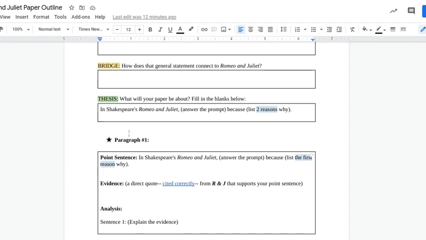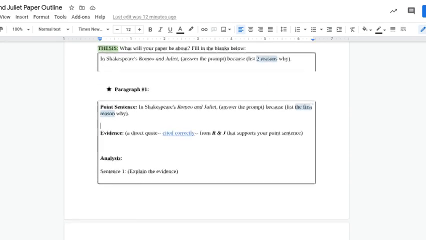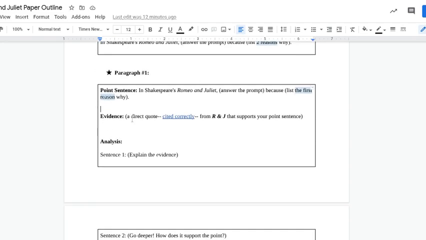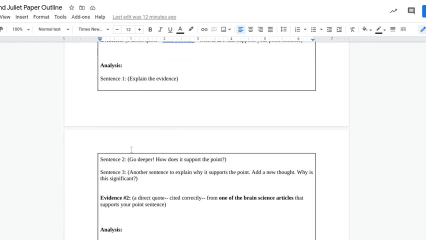All right. It's taking this work that you've already done up here in the thesis and moving it down to your first paragraph, and telling your reader that all your first paragraph is going to be about is that first part of your thesis. So in order to support your point sentence, you're going to find some evidence from Romeo and Juliet. You're going to do some quick analysis on Romeo and Juliet.